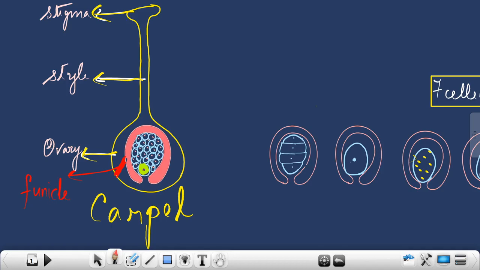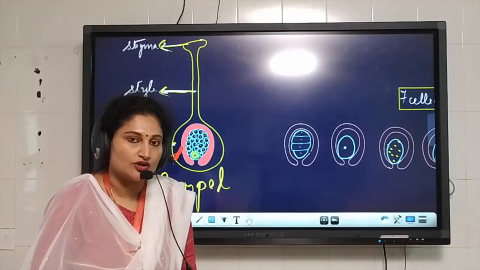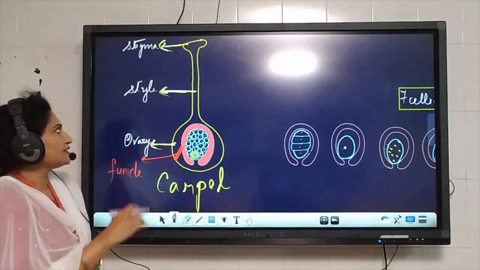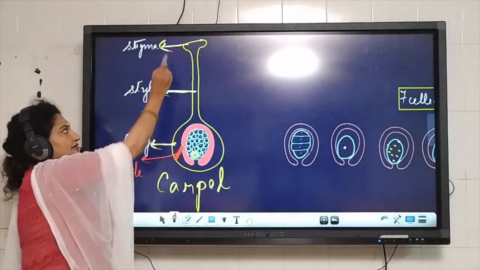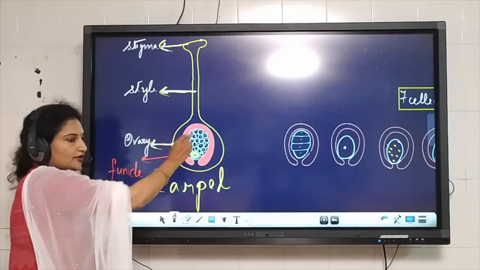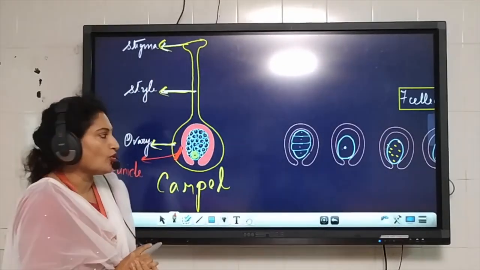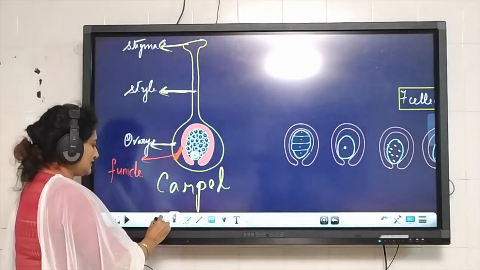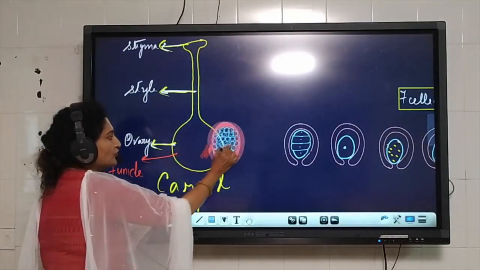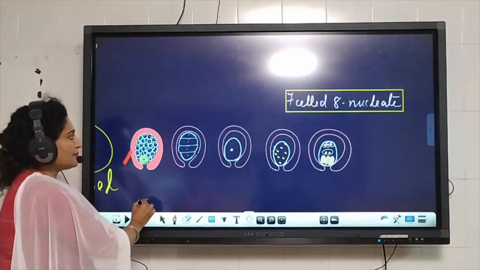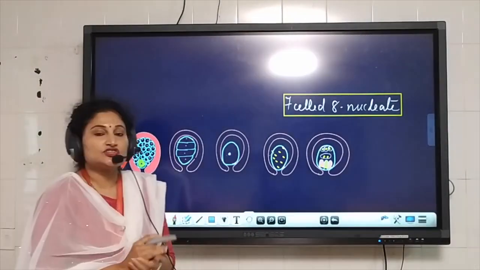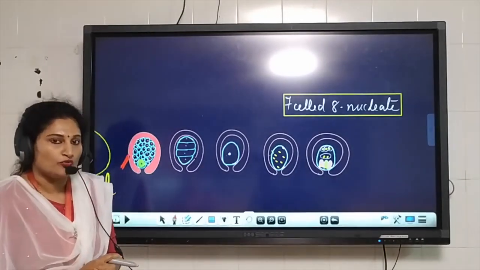So your second point should be a brief structure of the carpel. The carpel comprises of 3 parts, stigma, style, and ovary. Within the ovary, the ovule is located. Now, I am placing the ovule outside. The next paragraph should deal with the structure of an immature ovule.